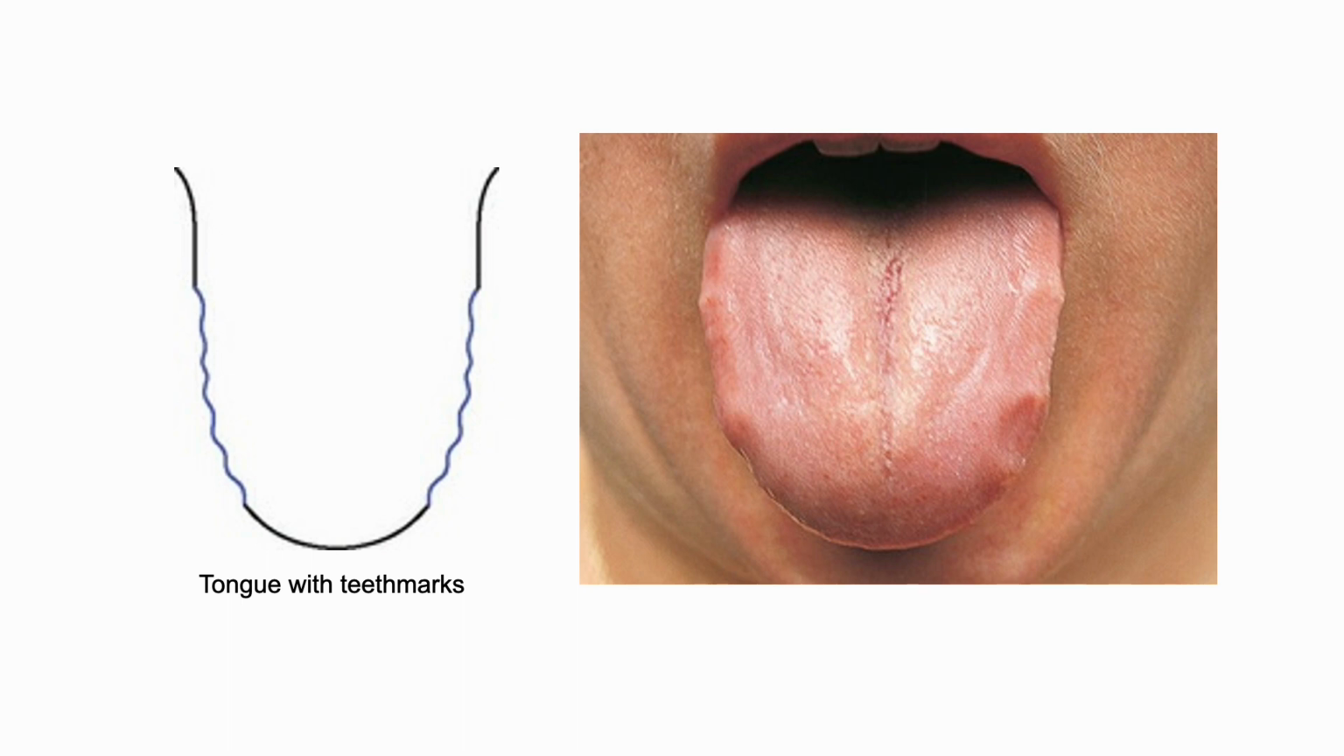The tongue with teeth marks indicates chronic spleen Qi deficiency. But since a tongue with a normal body shape can have teeth marks, do not assume that the presence of teeth marks necessarily means it is swollen.